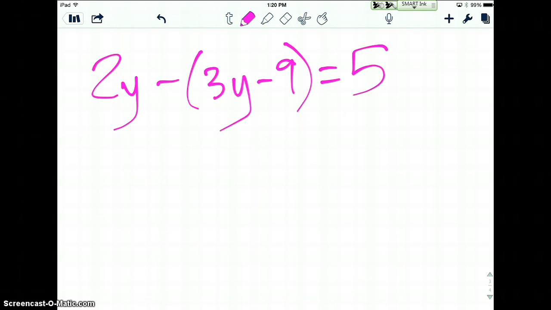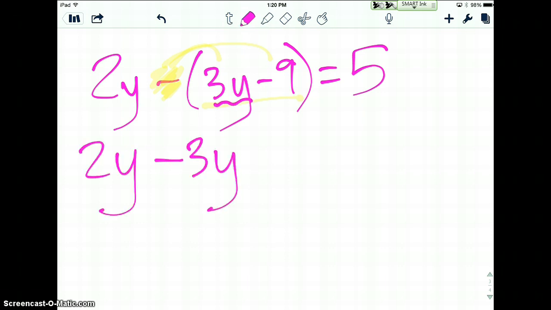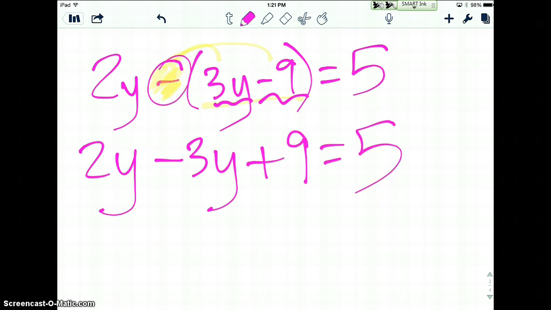All right, so first step, first property I'm going to use is simplifying by using the distributive property. So I have this negative that needs to pass through here. It's really a negative 1, meaning I need to take the opposite of everything in here. So I'm going to have 2y, and instead of 3y, I'm going to have negative 3y. And instead of minus 9, I'm going to have positive 9. So you can just think of it as, take the opposite of everything inside the parentheses.